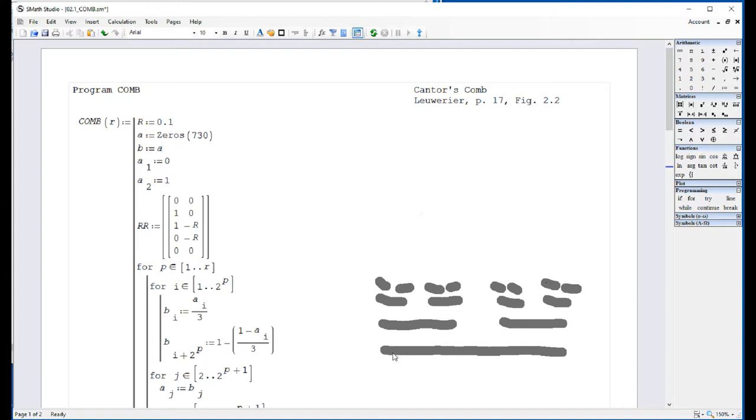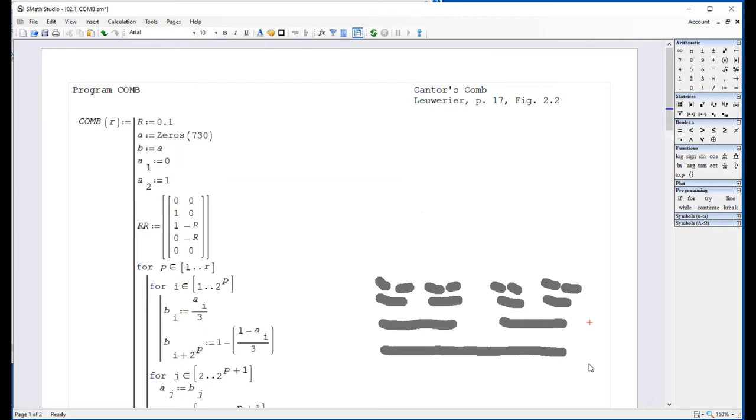If you take a straight line, like in this case, and remove the middle third, you end up with two segments. If from those segments you remove the middle thirds, you start getting a distribution of smaller points that eventually become what is called Cantor's dust.